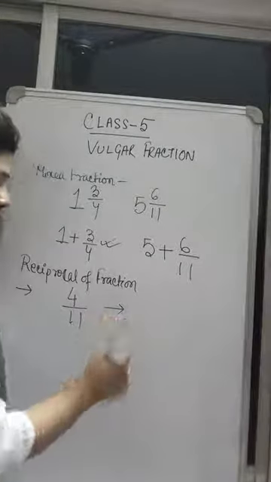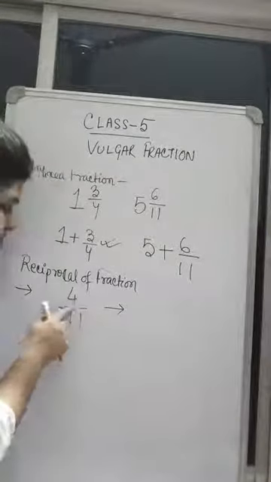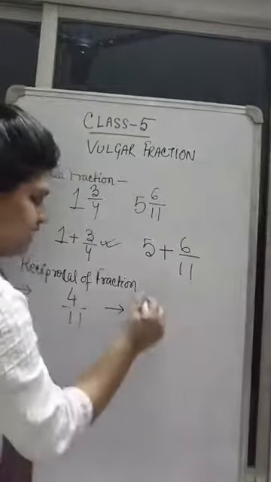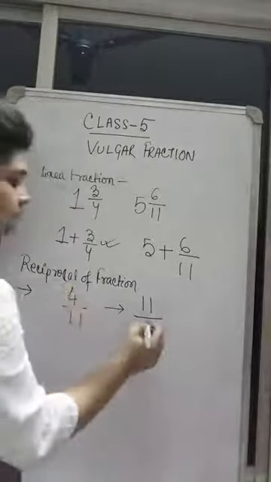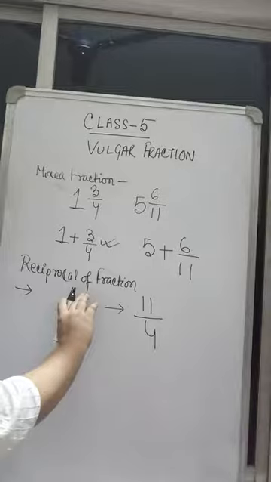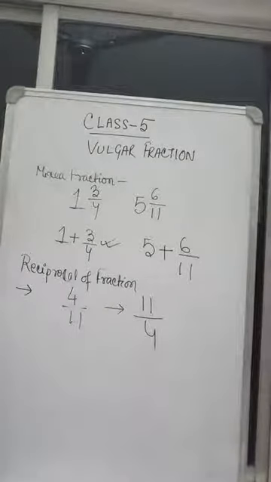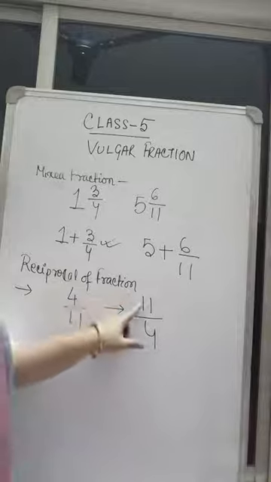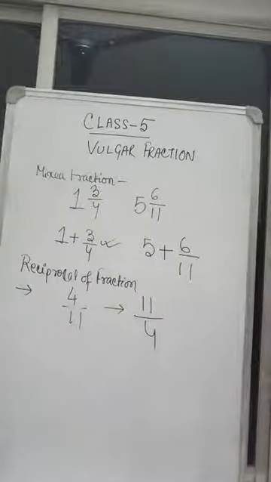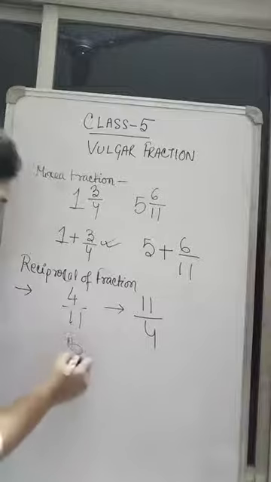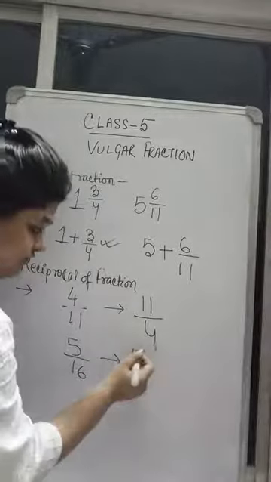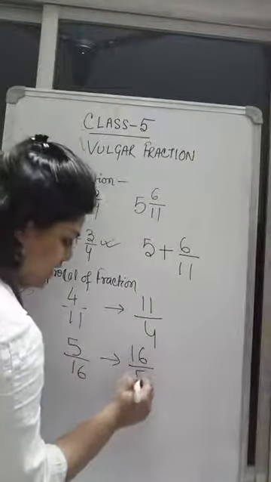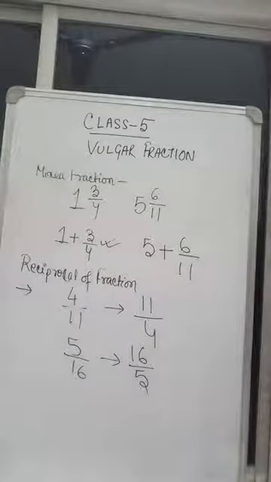If you change the numerator and denominator, that means whatever is present in the denominator will come in the numerator part, and whatever is present in the numerator will come in the denominator part. So you are just turning it upside down. So 4 by 11, if it is written as 11 by 4, it is known as the reciprocal or opposite of a fraction. Suppose 5 by 16, if you just change it and bring the down value on top and the numerator's value in the denominator, it is known as the reciprocal of a fractional number.